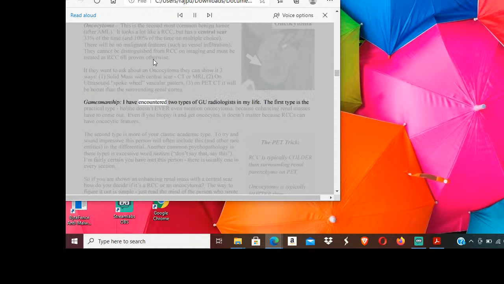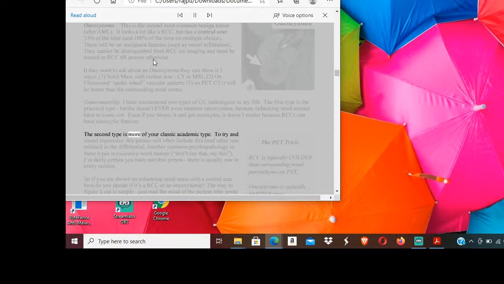Gamesmanship. I have encountered two types of GU radiologists in my life. The first type is the practical type. She doesn't ever even mention oncocytoma, because enhancing renal masses have to come out. Even if you biopsy it and get oncocytes, it doesn't matter, because RCCs can have oncocytic features.